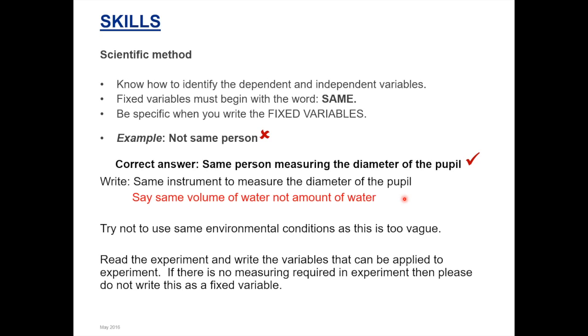Something that I've realized this year: do not say same amount of water anymore. The examiners are looking for same volume of water. Try not to use environmental conditions. It's too vague. My advice to you is read the experiment. Write the variables that can be applied to the experiment. If there's no measuring needed, then don't write this as a fixed variable.